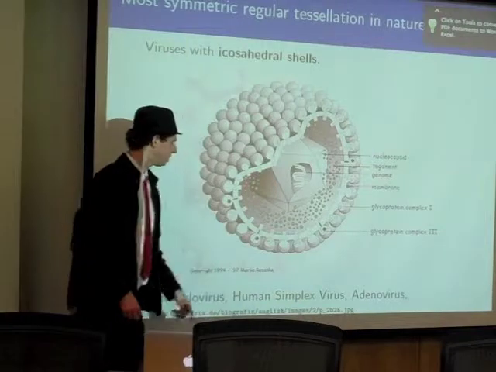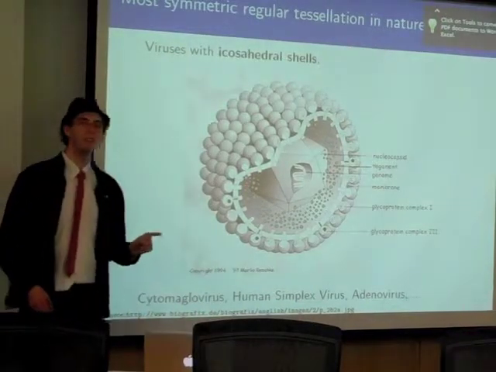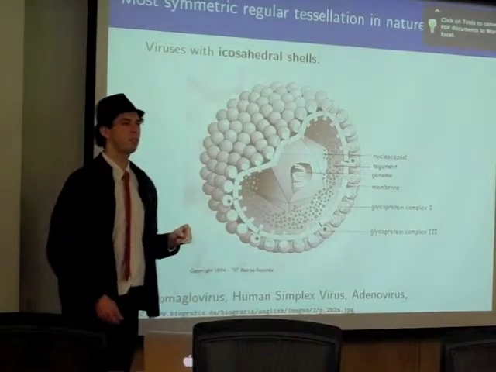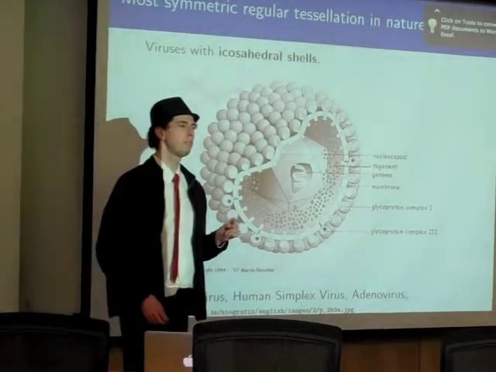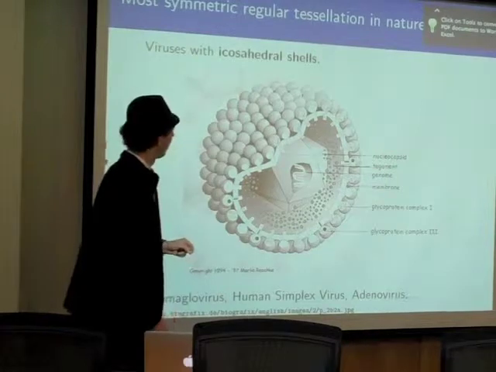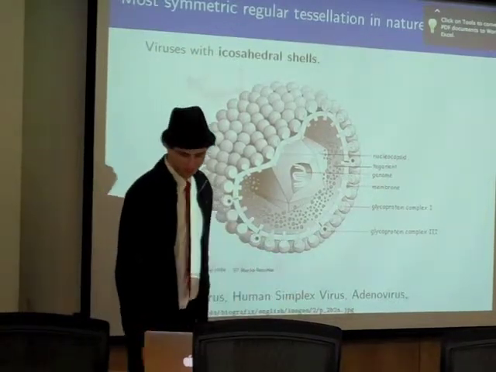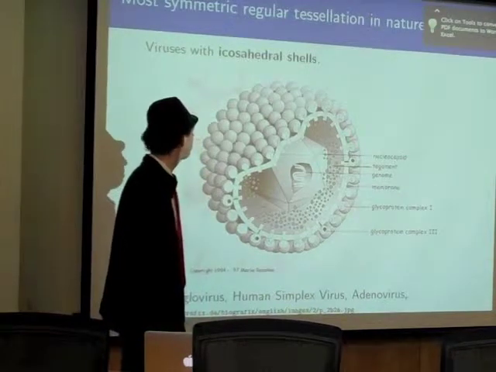Then the next virus, actually, the human simplex virus, also has the icosahedral capsid. That's the virus causing the most widespread transmitted disease, herpes. And then there are actually many more viruses which have icosahedral capsids. So this really appears in nature.